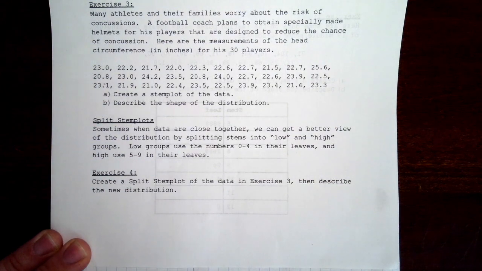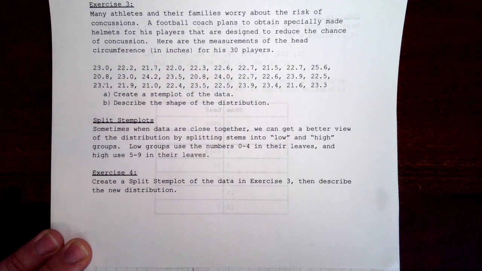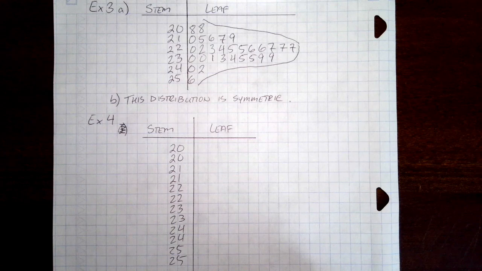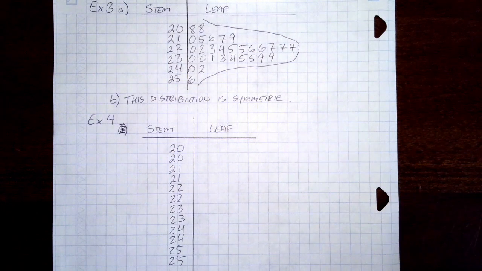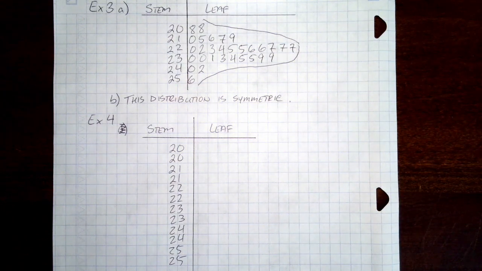Example 4. Create a split stem plot of the data in exercise 3 and then describe the new distribution. So remember example 3, it did look a little bit scrunched on the x-axis when we were just counting by ones. Stem, x-axis, very similar ideas, working mostly the same way. So what if we count by a half, basically, and spread out our data? What if we zoom in just a little bit so we can see some more variation?